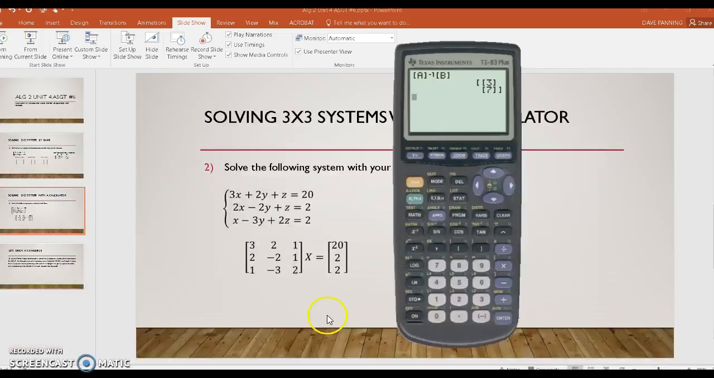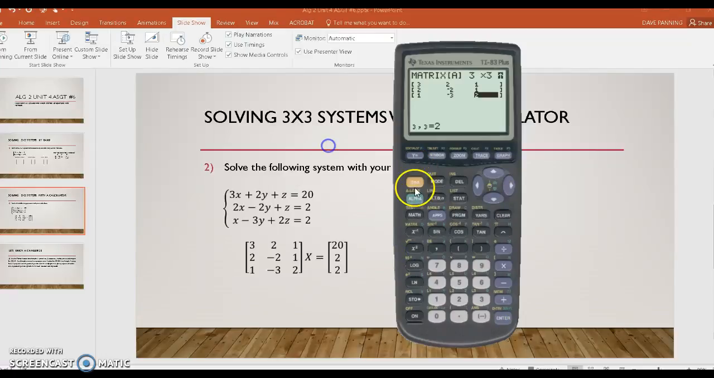So to do this, we're going to go back to our calculator, and I'm going to go to the matrix button again, and move over to edit. I'm going to edit matrix A, and I'm going to call this one a 3 by 3 matrix. And now I'm going to enter all of those elements, which is 3 and 2 and 1, and then 2 and -2 and 1, and then 1 and -3 and 2.